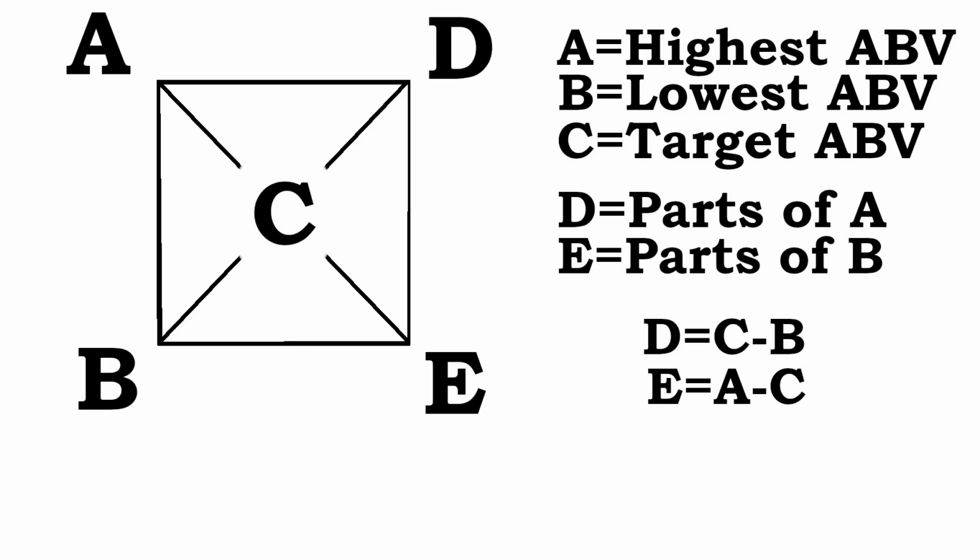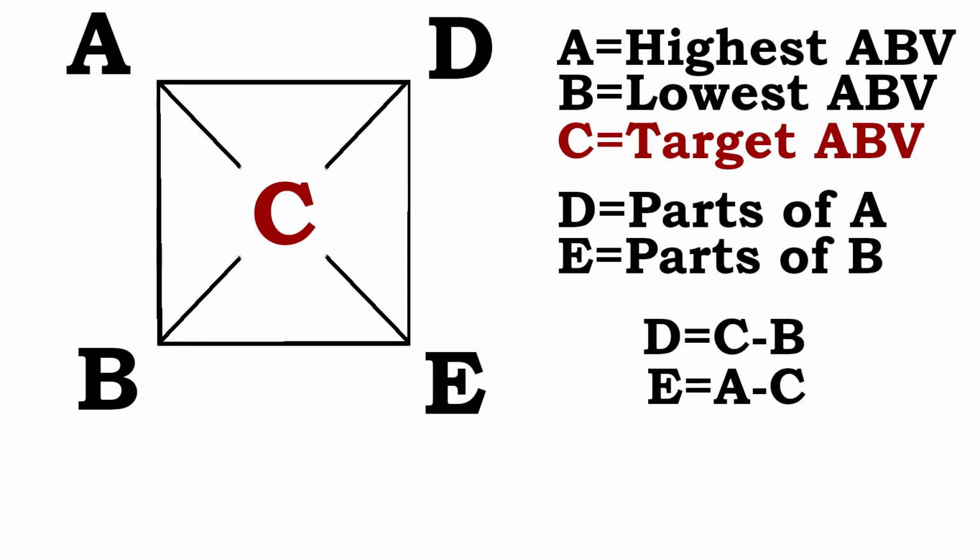We just have a simple box here with letters placed around it and one within it. These are just the variables. And we're going to go over what each letter represents. A represents the highest ABV that you have. B represents the lowest ABV that you have. C represents the ABV that we are going for. We're mixing two spirits or two liquids with differing ABVs to reach a specific ABV.